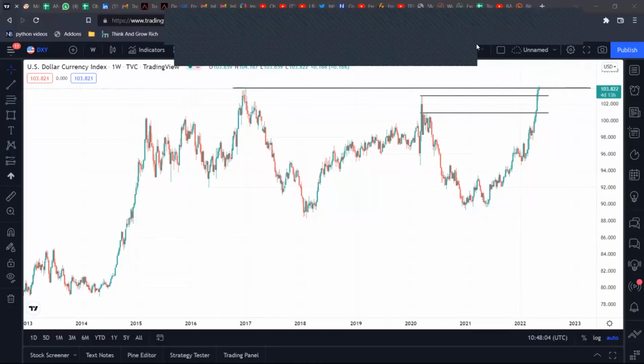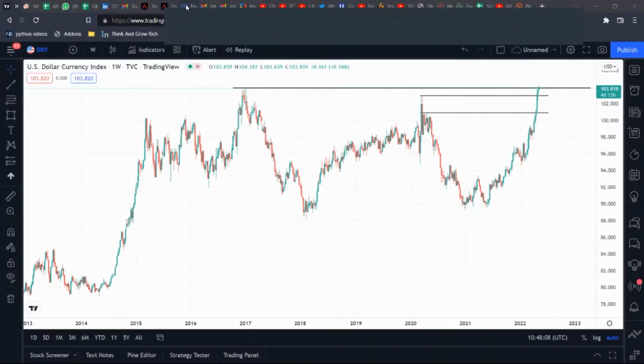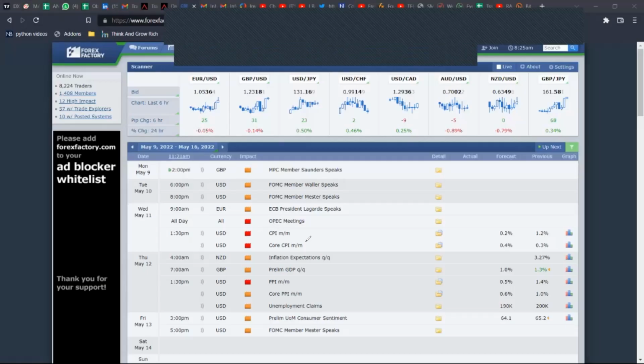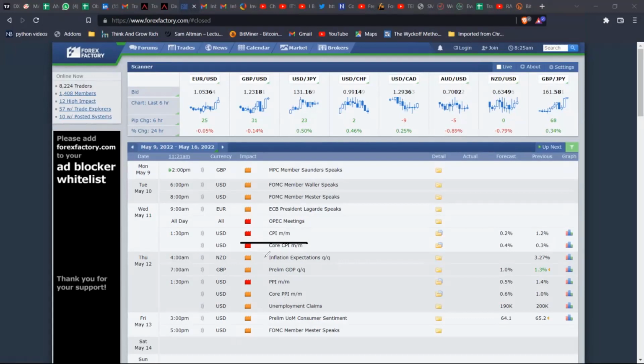We're sitting at a critical level in price, at least for the dollar. You also want to pay attention to the fundamentals. You want to keep in mind the outcome of the CPI report on Wednesday and the core CPI, the consumer price index. There's also going to be FOMC speeches by Waller and also Mester. And we also have the PPI on Thursday.